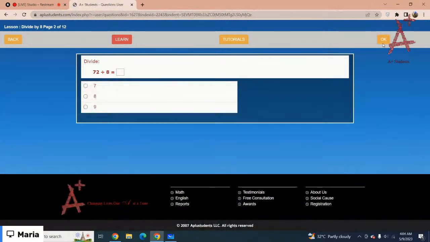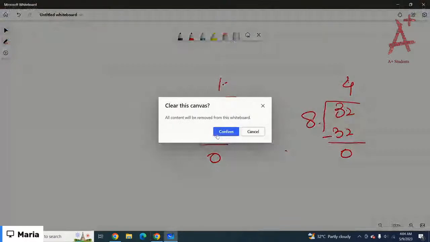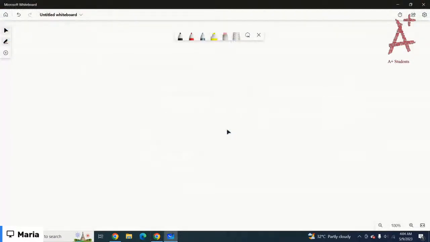Okay, the next one is 72 divided by 8. You have to divide 72 by 8 and count the value. I'm writing the table of 8 on the board so that we can learn from it. It would be helpful for those who don't know the table of 8.